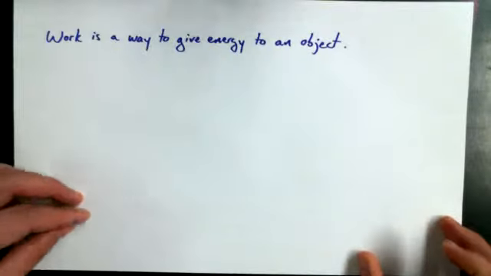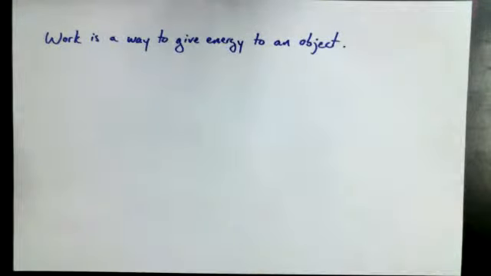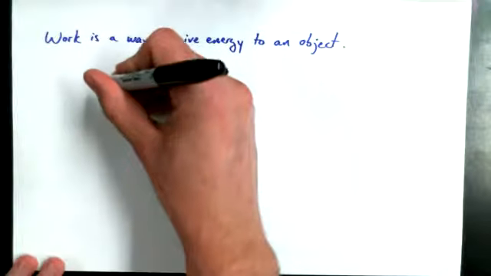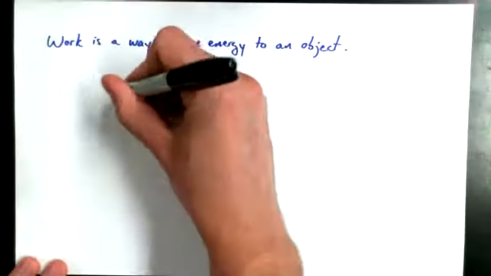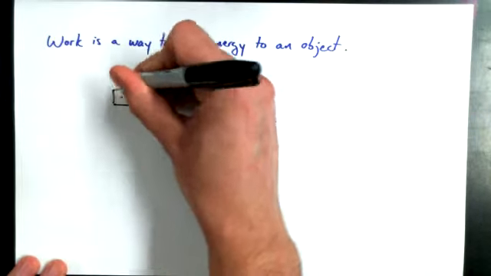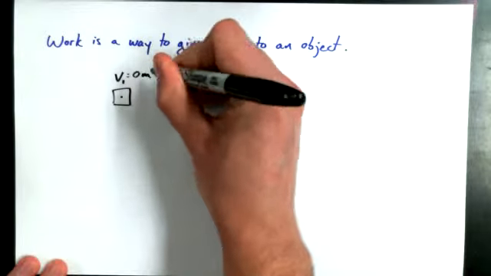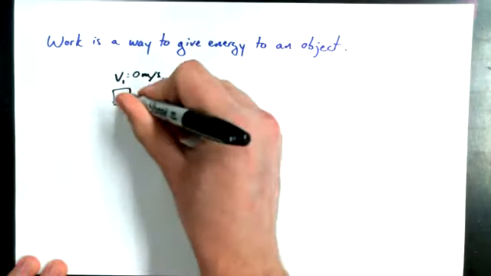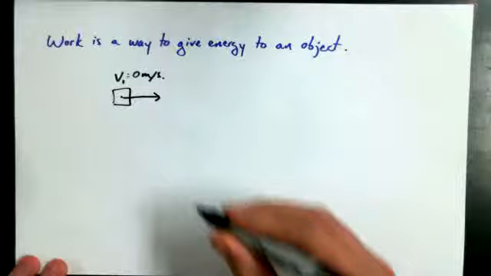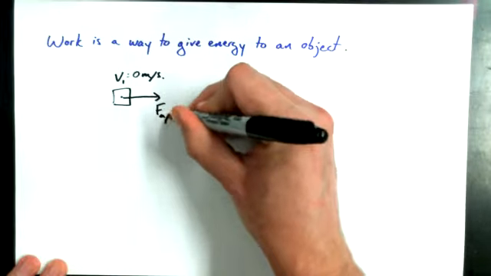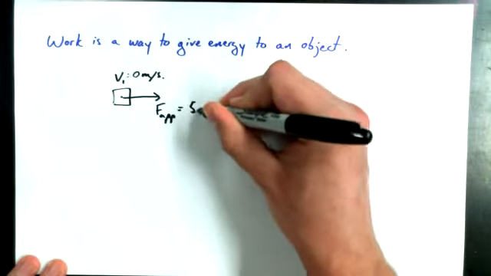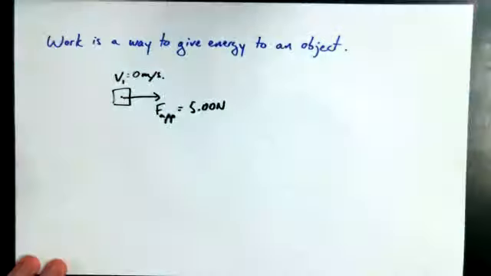Okay, work is a way to give energy to an object. I think we sort of said this implicitly in a few different ways, but I want to do it a little bit more explicitly. Let's say that we have an object, and our particular object has an initial velocity, we'll say v1, equal to 0 meters per second. And we apply a force to this object, F applied, of 5.00 newtons to the right.